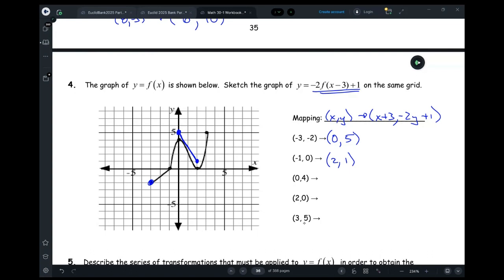0, 4. Well, 0 plus 3 is 3. Negative 2 times 4 is negative 8. Plus 1 is negative 7. So (3, -7) is going to go down here.